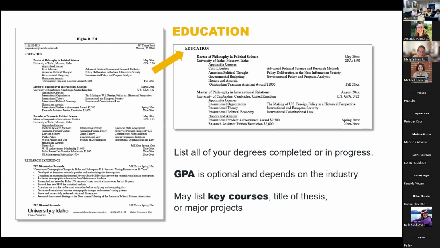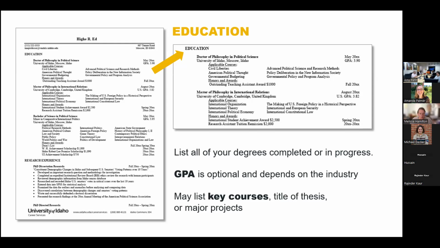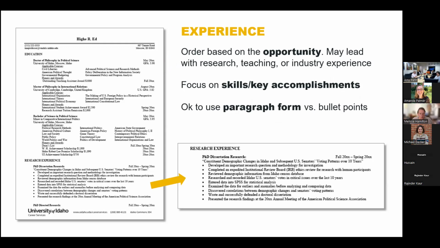You'll want to list all of your degrees that you've completed or that are in progress. And again, GPA is optional and industry dependent. But this is also a good place that you can put key courses if you feel like they're applicable, and definitely the title of your thesis or any major projects that you've done. The order is going to be based on the opportunity, so depending on what you're going for, that's the skills that you're going to highlight.